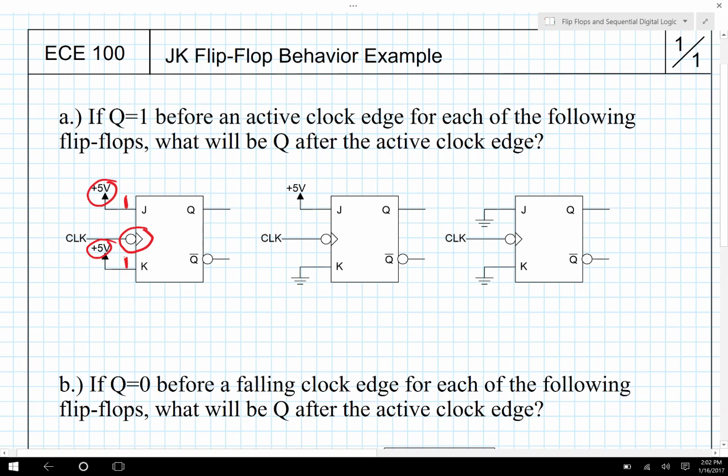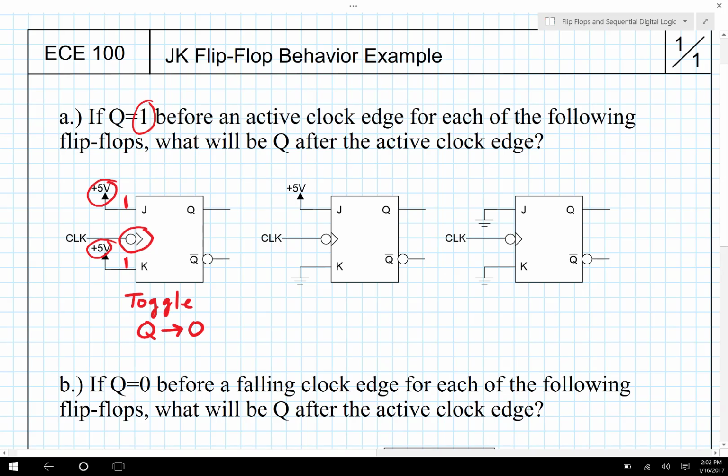And because both of those contain a 1, I know that this is going to be in its toggle configuration. And in the toggle configuration, the new value is going to be the opposite of whatever the old value used to be. So since it used to contain a 1, I know that Q is going to go to a 0.